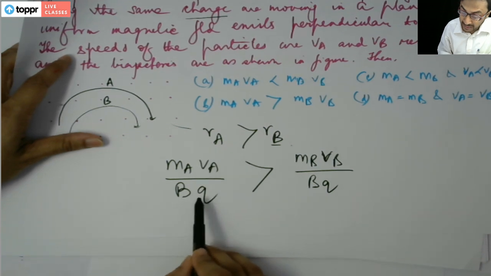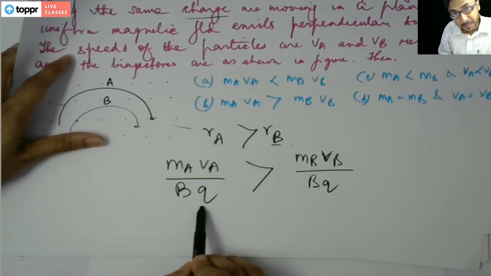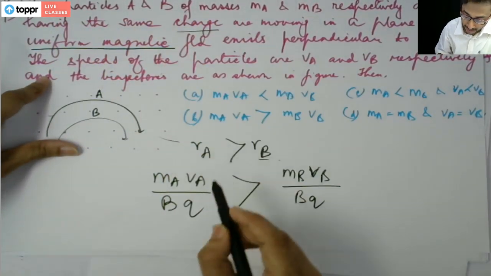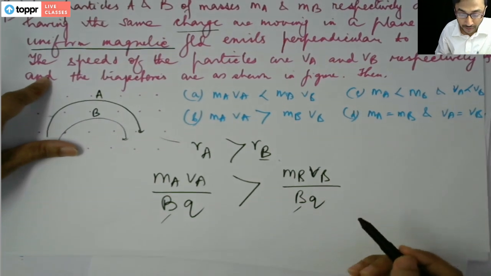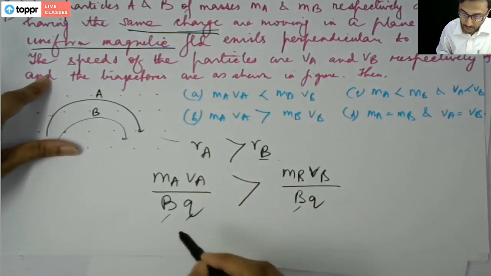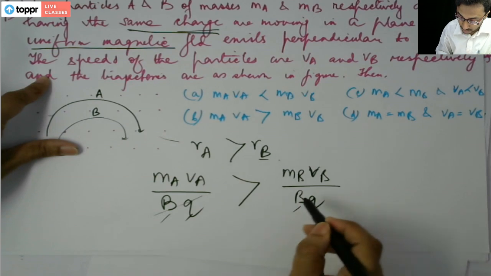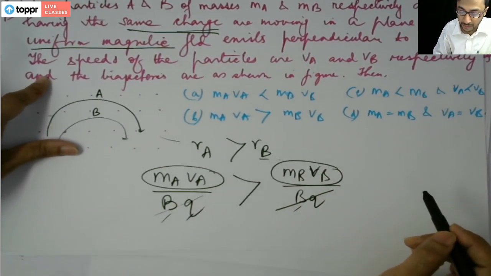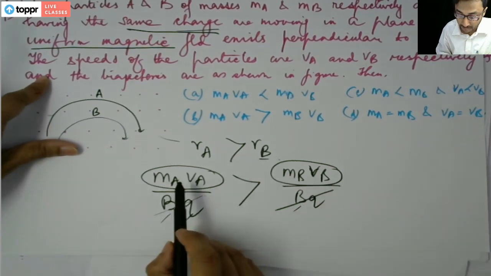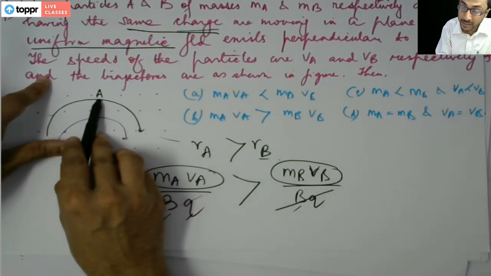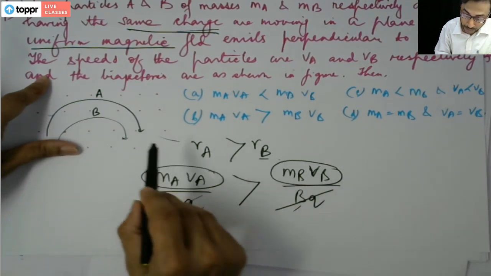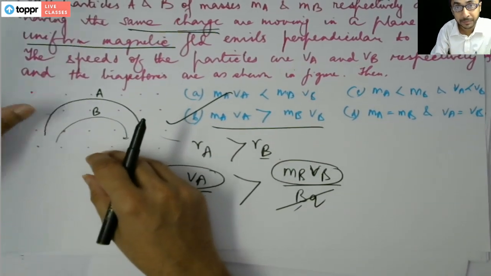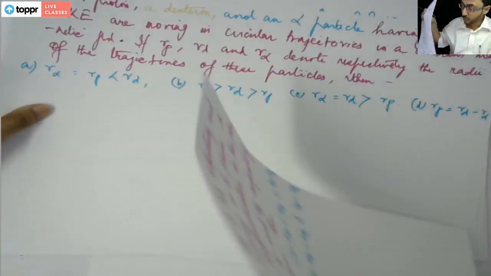Observe, B and Q we haven't given any subscript. Why? Because it is said it is uniform magnetic field, so B should be equal in both the case, and also the same charge, means Q also equal in both the case. So this portion cancels out, which leaves MAVA will be greater than MBVB. That is, the momentum of particle A is greater than momentum of particle B. So the answer will be this. Okay, let's come to the second problem.